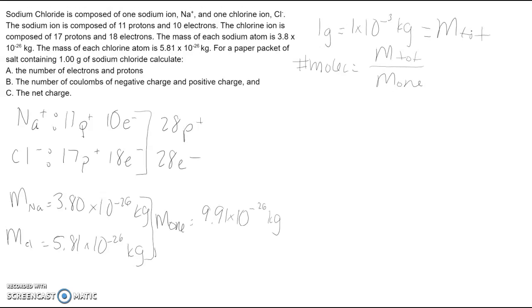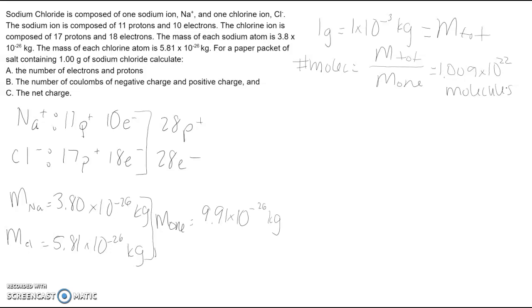Doing this math, we're dealing with 1 times 10 to the negative 3 kilograms divided by 9.91 times 10 to the negative 26 kilograms. We get about 1.009, I'll go to 4 sig figs just for rounding error, times 10 to the 22 molecules. So we just found the number of molecules in 1 gram of salt. Thinking about Avogadro's number being on the order of 10 to the 23, this seems like a reasonable number.